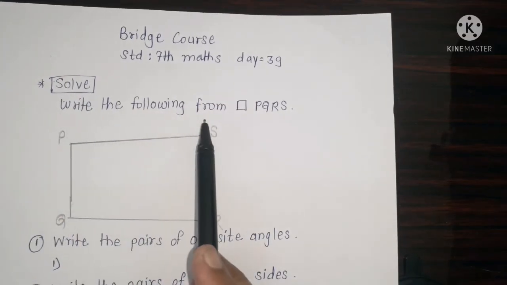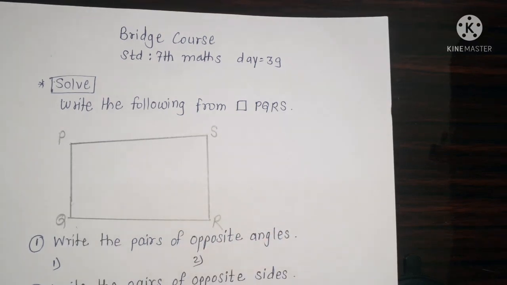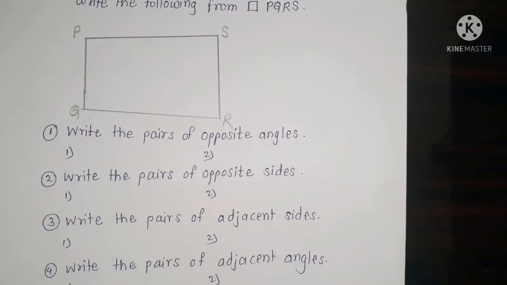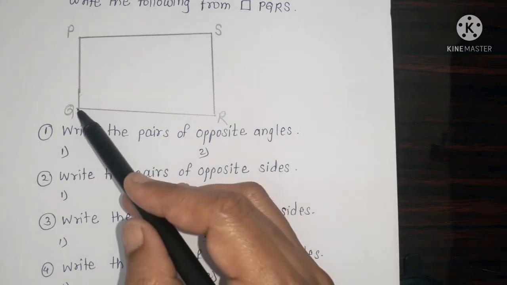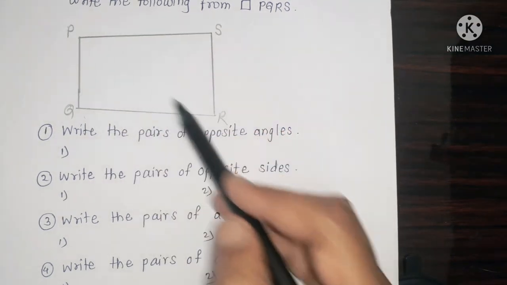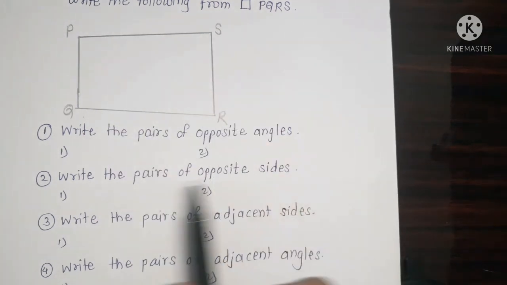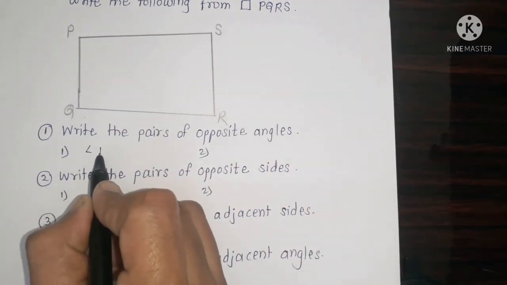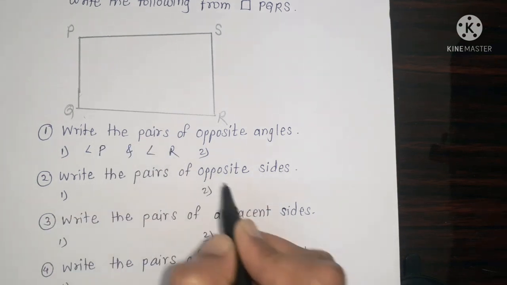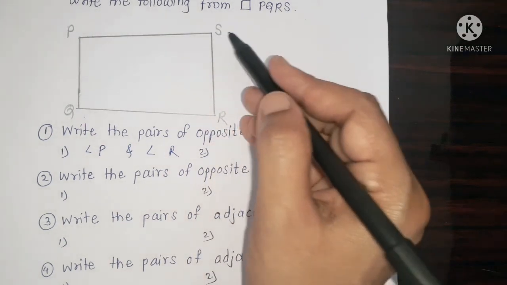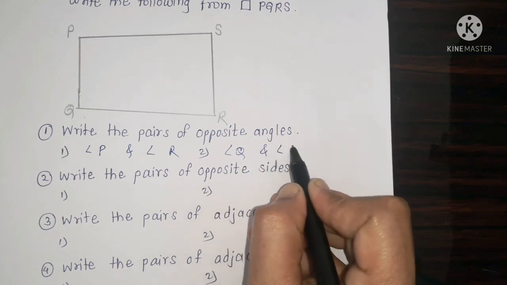Solve. Write the following from quadrilateral PQRS. You can observe this diagram and write the answers. First, write the pairs of opposite angles. Angle P, angle R, angle Q, angle S are the opposite angles. First pair is angle P and angle R. Second, angle Q and angle S.